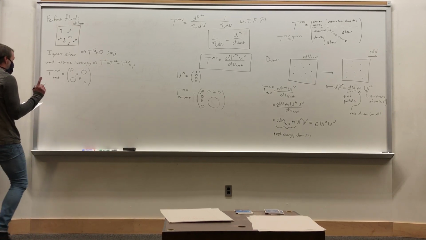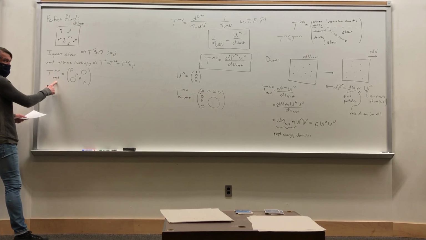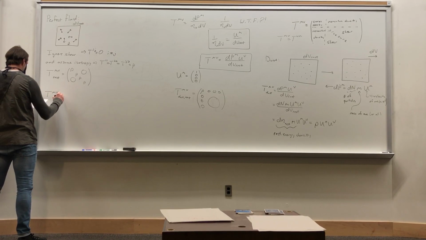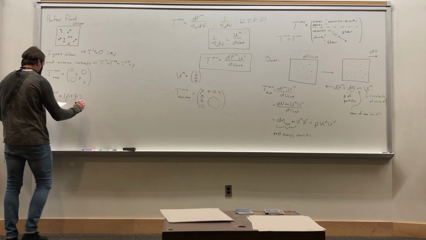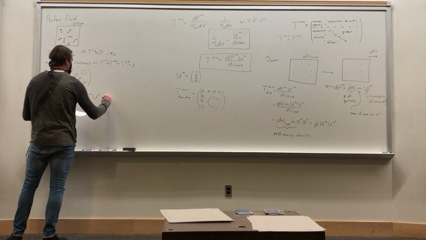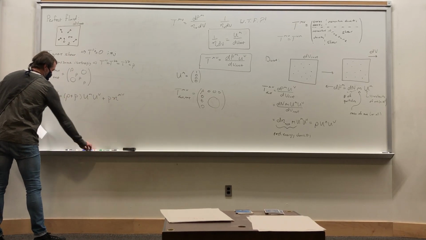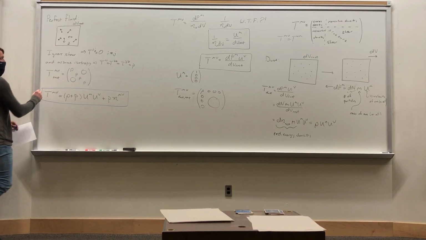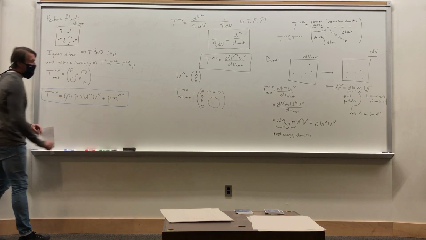So now, here is the important observation. We can write this as such, but we can also make use of the following expression. T mu nu is rho plus P times U mu U nu plus P times eta mu nu. Write that down. It's probably the single most important equation I'm going to give you today.